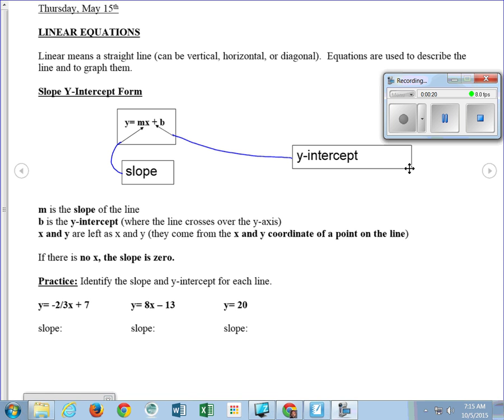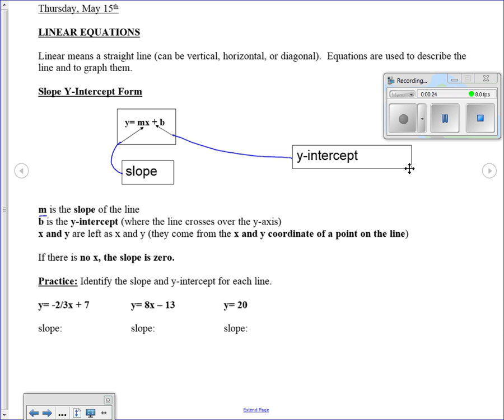So looking at y equals mx plus b, the m is the slope of the line. B is the y-intercept, where the line crosses over the y-axis. This is where we found the x and y-intercept just the other day. X and y are left as x and y, and we'll put numbers in for x and y from either a table or coordinates that are given to us. If there is no x, the slope is 0.